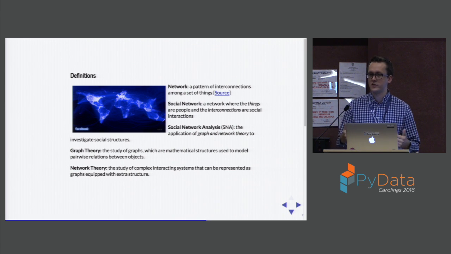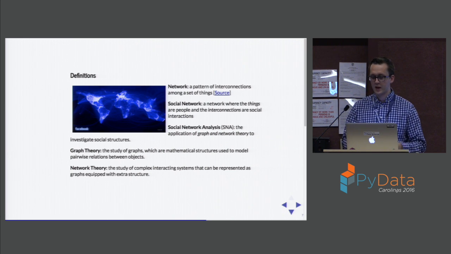Okay, so just some definitions. I've hit on some of these things already. A network, the best definition that I could find is just a pattern of interconnections among a set of things, not even dealing with social interaction yet. A social network is a specific network where the things are people and their interconnections are social interactions. So that could be on Facebook. If 2 people are friends, we could call that a social interaction.